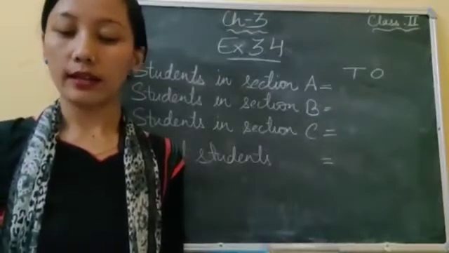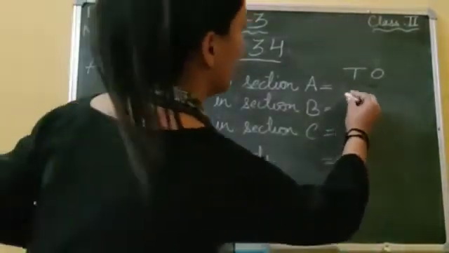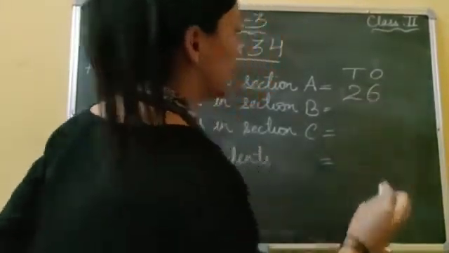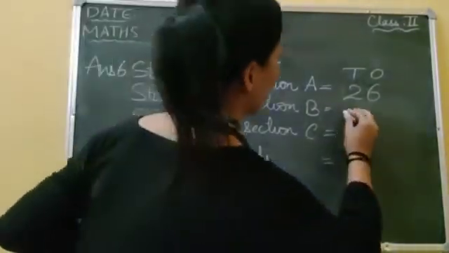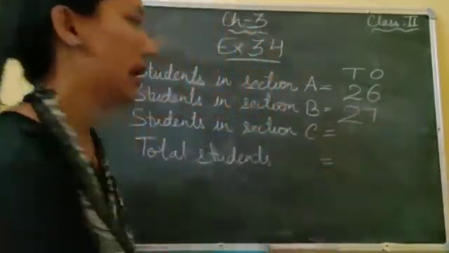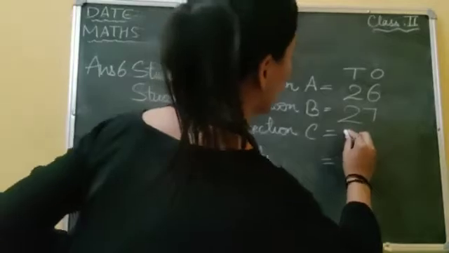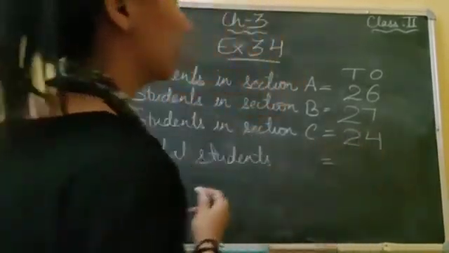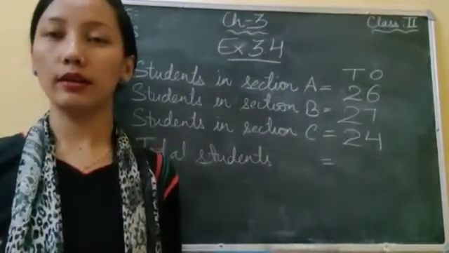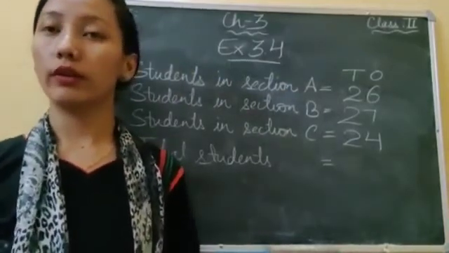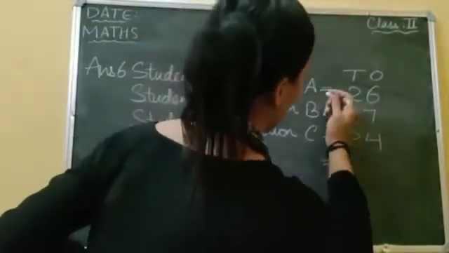So, in section A, we have 26 students. How many? 26 students. In section B, we have 27 students. 27. And in section C, we have 24. Okay. So tell me, how many students are there in the class? So here, what will you do? We will do addition.